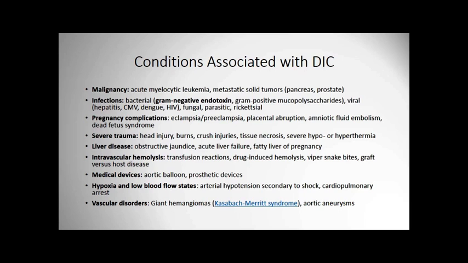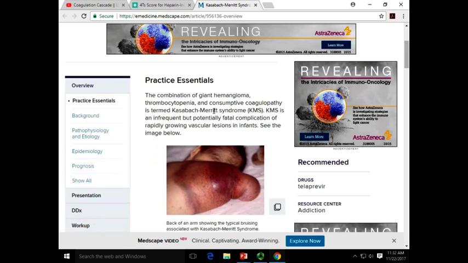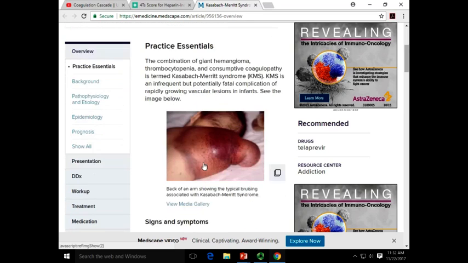Also extensive burns, crush injuries, tissue necrosis, hypothermia, hyperthermia, liver diseases, intravascular hemolysis after a transfusion, some medical devices like prosthetic devices, and so on. Also secondary to shock, cardiopulmonary arrest, and some vascular disorders. There is a syndrome, Kasabach-Merritt syndrome. I put the link there for you to see what that is. It's the combination of a giant hemangioma, thrombocytopenia, and coagulopathy. Excessive consumption of the blood clotting factors and platelets will lead to DIC in these cases.